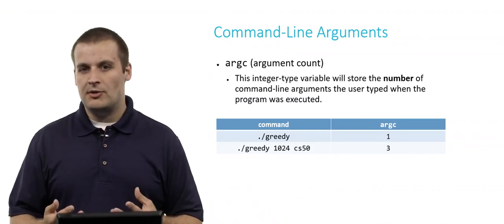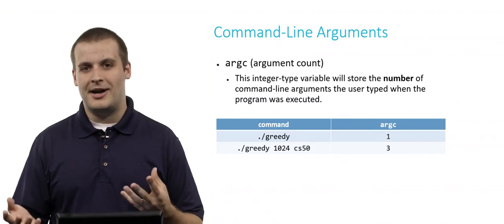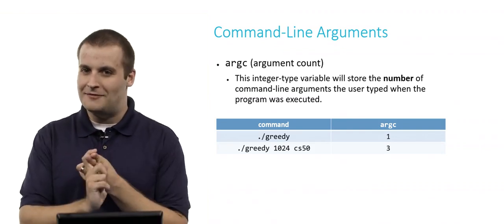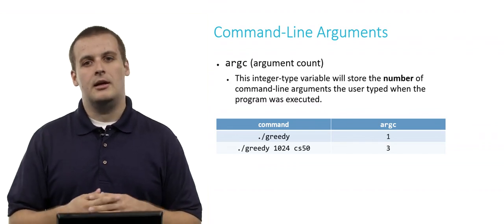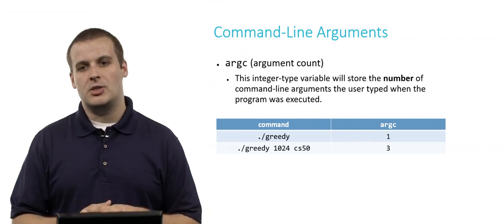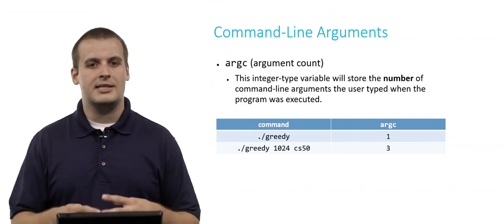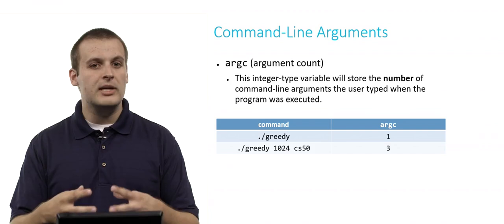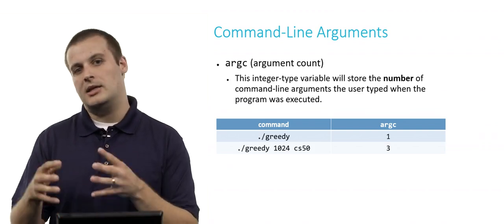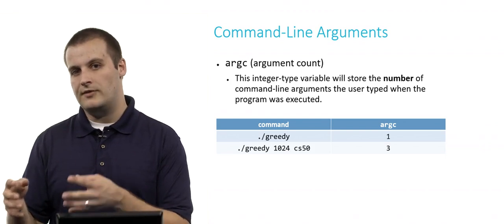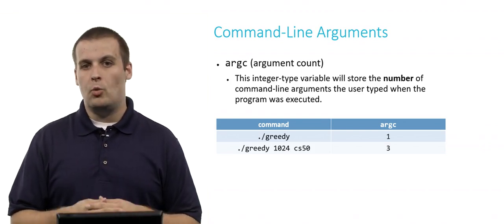It's an integer type variable, and so as you might expect, if we have two things that we're going to be finding out, what the user typed and how much stuff the user typed, argc is going to tell us how much stuff the user typed. So it gives you a number of command line arguments the user typed when the program was executed. So if your program is run ./greedy, and inside of your greedy program, your main function has the declaration int main, int argc, string argv, square brackets, then argc in that case is 1.